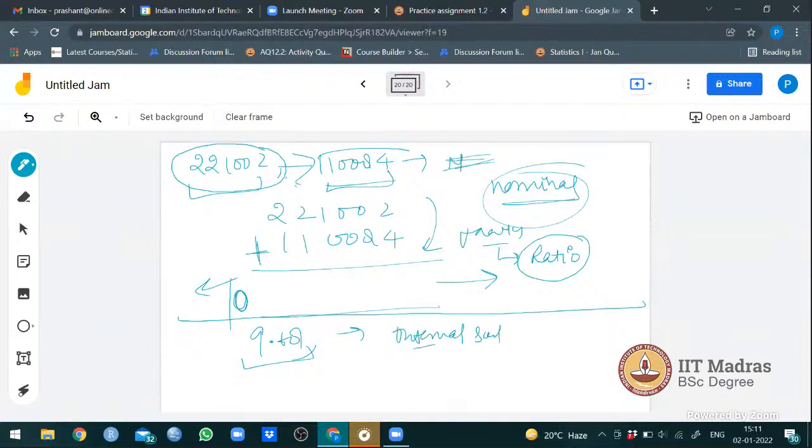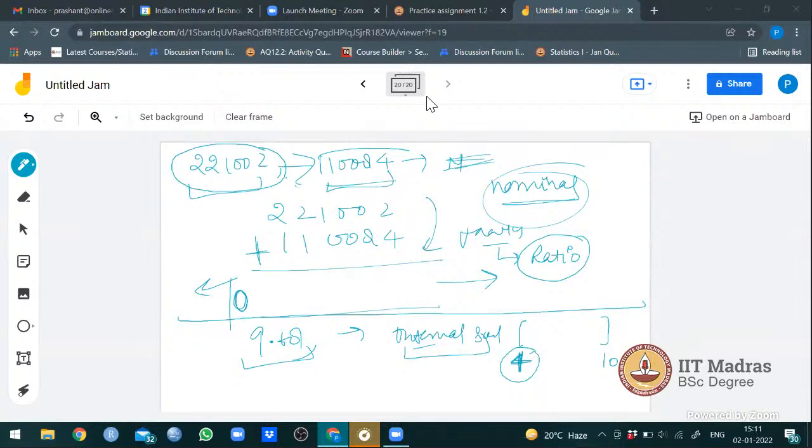Because for CGPA, what is the lower limit of CGPA? I think it's 4. Zero, sir. Minimum zero, I think. No, it's not 0 to 10, right? 4 to 10. If there is not an absolute 0, then it will be interval scale. Okay.